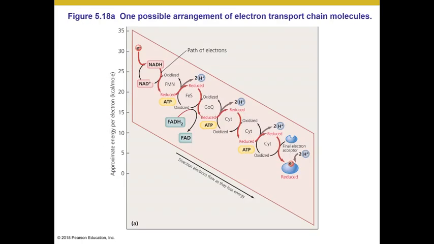This diagram shows one possible layout of the ETC in bacteria. In prokaryotes, the ETC is in the cytoplasmic membrane. In eukaryotes, it's in the inner mitochondrial membrane. Knowing where this happens matters because antibiotics can target bacterial ETC proteins without harming human ones.